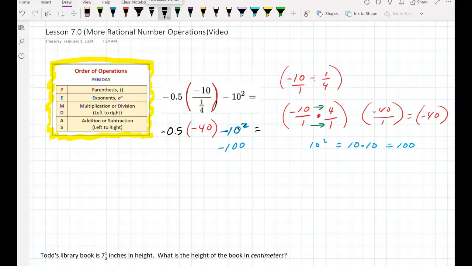Okay, so let's see here. We'll bring everything else down. Okay, so now we have negative 0.5 multiplied by negative 40 minus 100. Okay, so we are going to do the multiplication first. Here it is. Negative 0.5 times 40. So what does that look like? Well, negative 0.5 times 40. I'm going to multiply everything times this 0 first. So 5 times 0 is 0. 0 times 0 is 0.